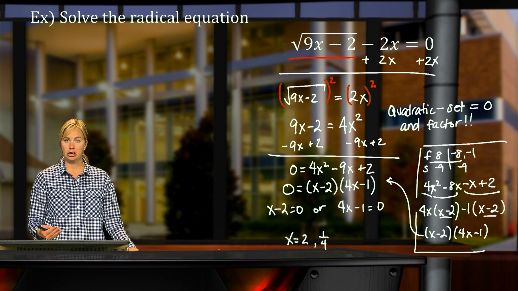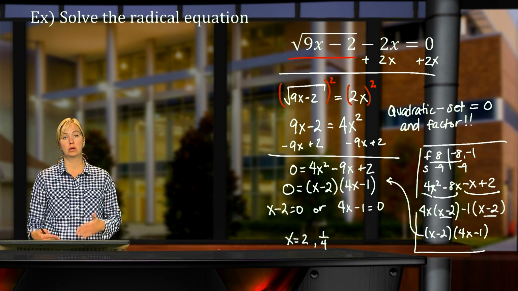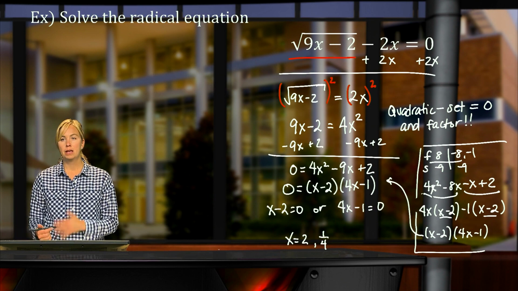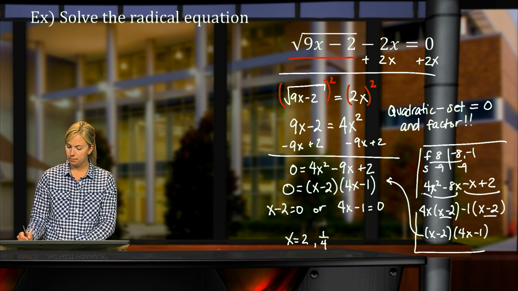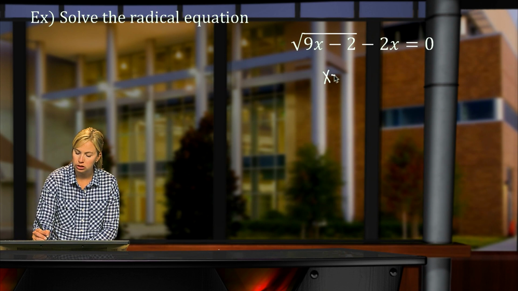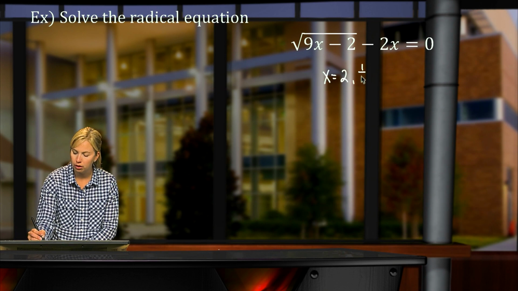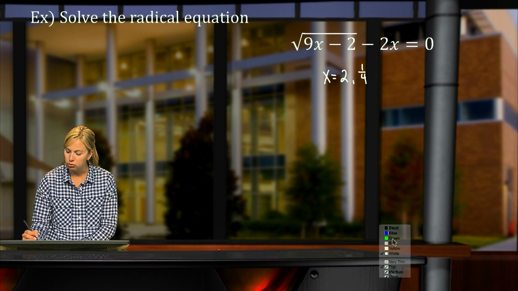Now we're still not finished. We need to check both of those solutions in the original equation. Since I don't have any more space here, I'm going to erase what we have. So our solutions were 2 and 1/4. And now we're going to go through checking.